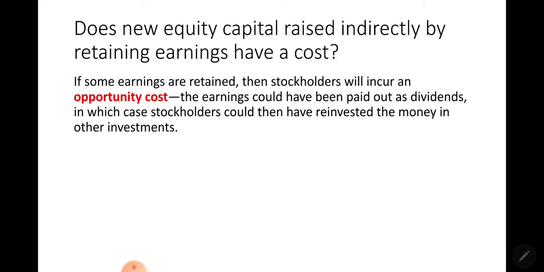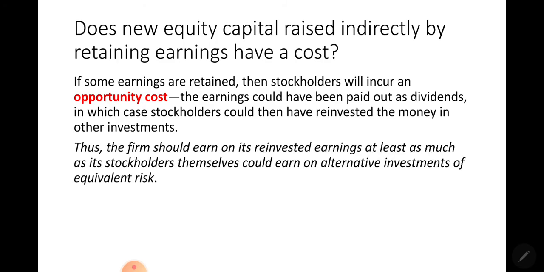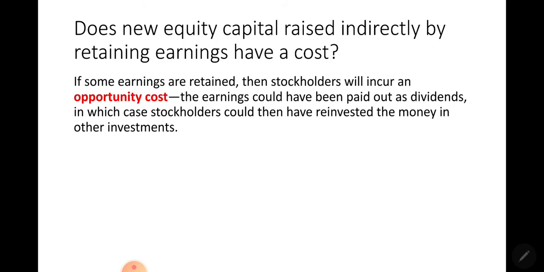If some earnings are retained, then stockholders will incur an opportunity cost. The earnings could have been paid out as dividends, in which case shareholders could then have reinvested the money in other investments. Let's go back to the 8,000 example. That the 8,000 was retained in the business. Instead of paying it out, it was retained inside the business.